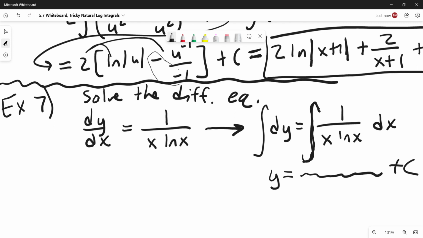Technically, yes, the left would have a plus c too, but the right also has a plus c, and then you can combine them into one giant unknown plus c. Anyways, we'll do this in chapter 6. Right, so if this freaks you out, just ignore it for now. This is going to be in chapter 6. Okay.